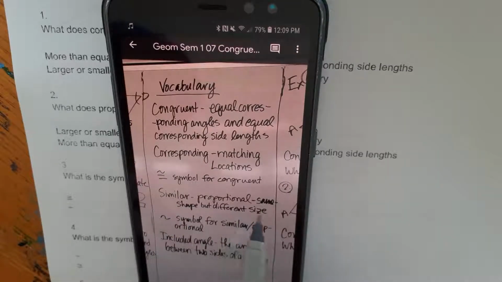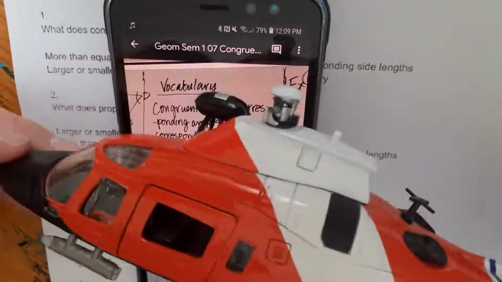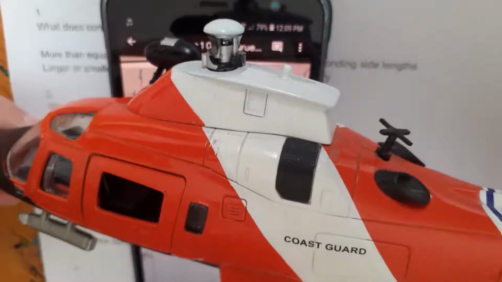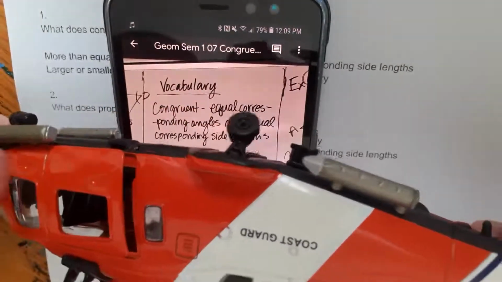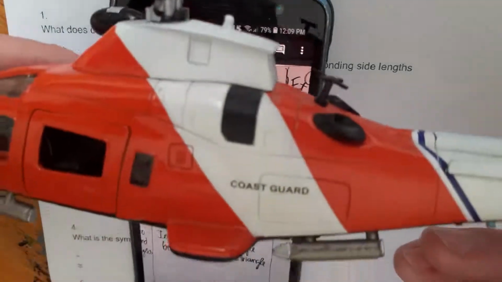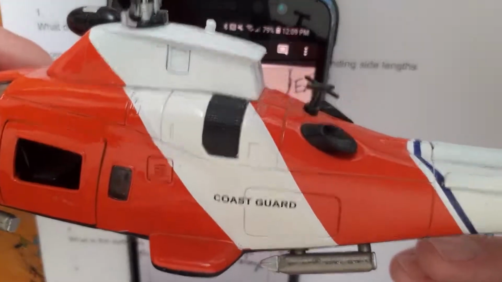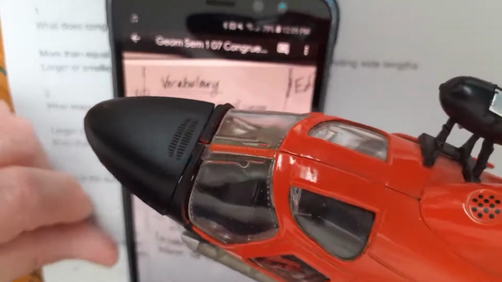Similar means proportional, same shape but different sizes. That's where we break out the model of the Augusta A109 helicopter, right? This is a 1/43rd scale model. This would be similar in geometry, and it's a very specific word. It means proportional. A scale model means if we blew this up to the full size of the helicopter, it would look exactly like the real thing. Fair enough? So we brought that out before.